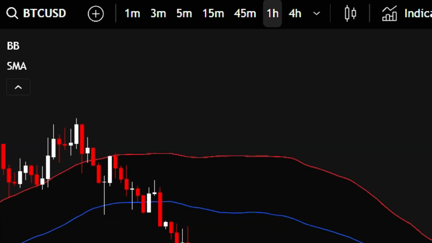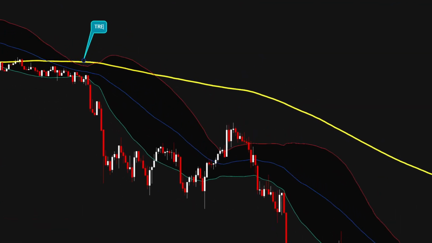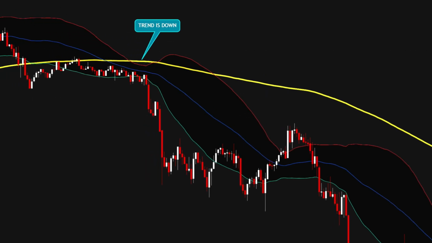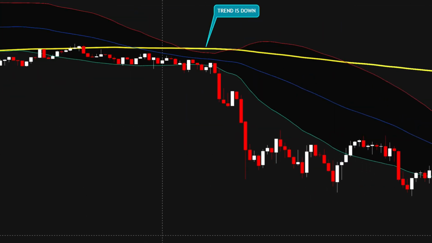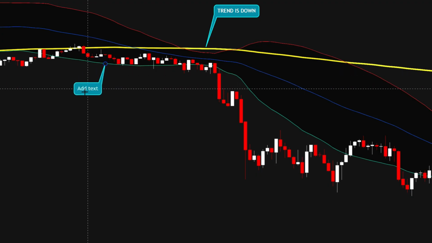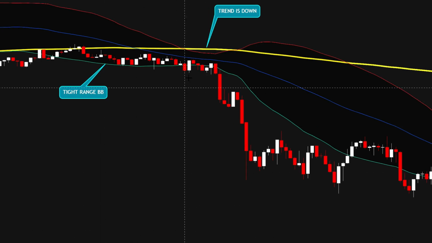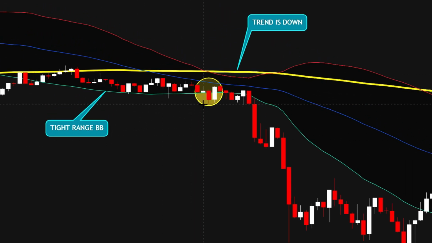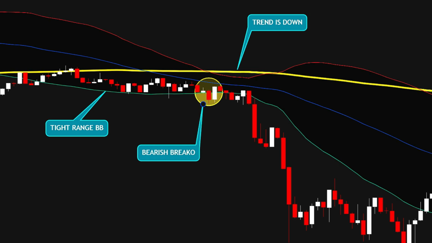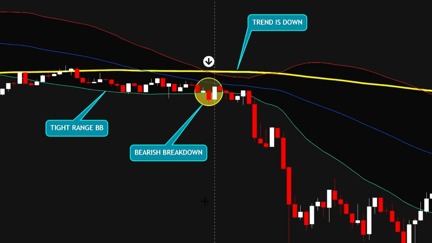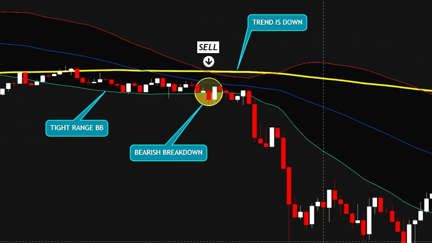Check out this BTC 1-hour chart. Right now, the trend appears to be down because the candles are below the 200 SMA. See this tight Bollinger Band squeeze here on the chart? Notice how price is trapped? That's a key condition to watch for. Once the BB squeezes, a trader using this method would patiently wait for a breakdown to the downside because this strategy focuses on sell signals in a downtrend. Boom. When the breakdown happens, that's where this strategy signals a potential entry for a sell position.